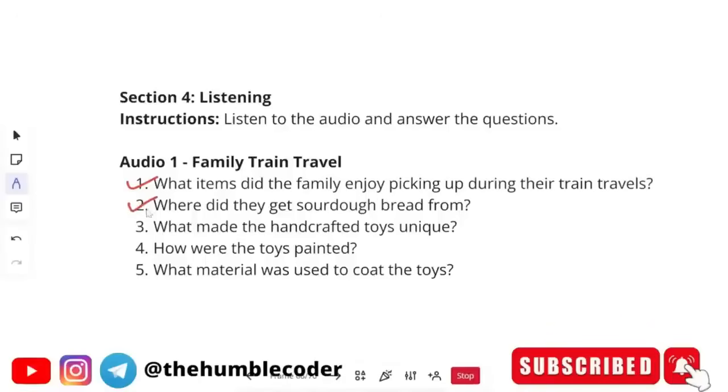Where did they get their sourdough bread from? The correct answer will be, they get sourdough bread from San Francisco.